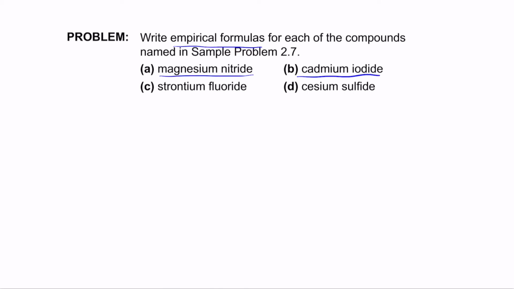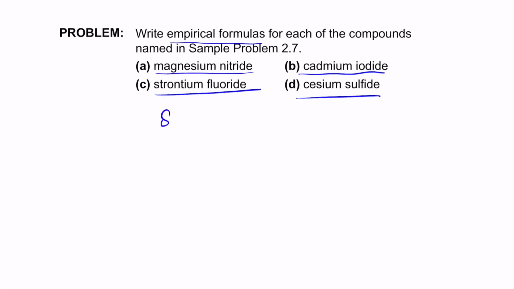In the same way, now try strontium fluoride and cesium sulfide. Strontium is Sr2+, fluoride is F minus, cesium is Cs plus 1, and sulfide is S3 minus. So try these compounds and see if you get the answer. Sorry, S is 2 minus. Now pause the video here and try to see if you can solve this problem.